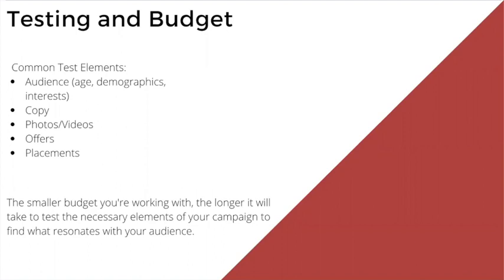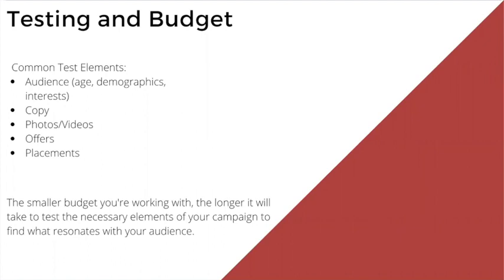The first one being your audience. You might be testing different age group, different demographics, and different interests. Facebook has really robust interest targeting, so play with that a little bit. You might test an audience that's interested in health and wellness as a more general term, and you might test that against an audience who has specific interests in martial arts or Krav Maga.